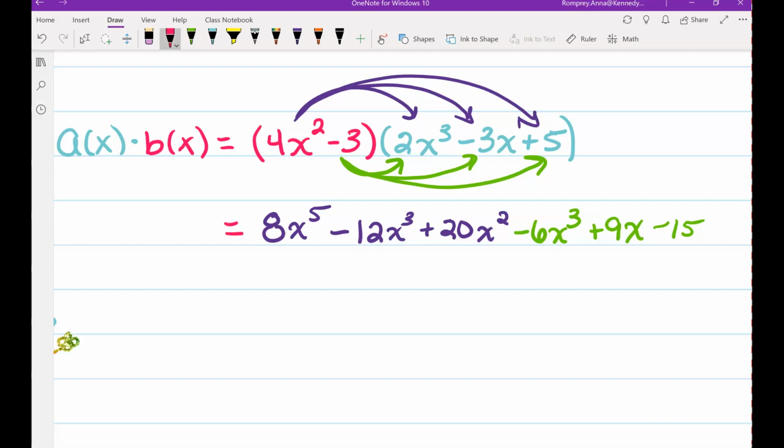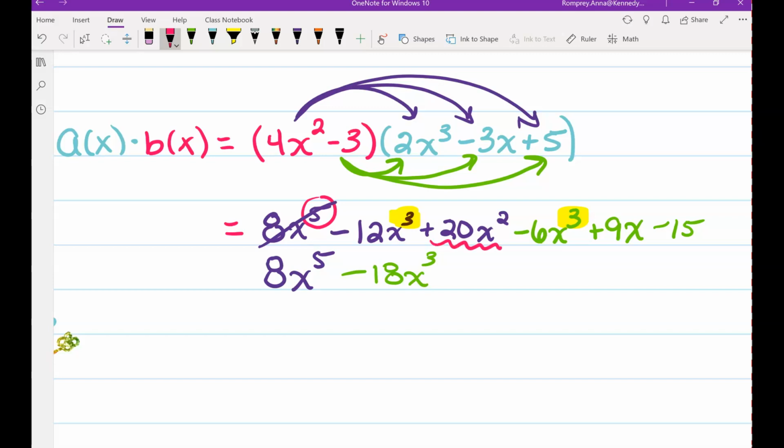So I want to keep it in standard form, so I'm looking for the highest exponent first. My largest degree is a fifth. So I have 8x to the fifth, followed by, and I don't want to miss anything or leave anything out, so I kind of just cross them off as I go. That's what I was doing in the last example. All right, I don't see any fourth degree, so I'm going to go to my third degree. So negative 12x cubed and negative 6x cubed gives me negative 18x cubed.